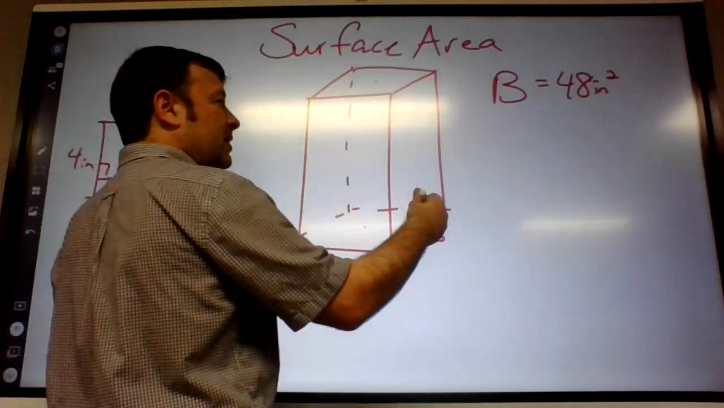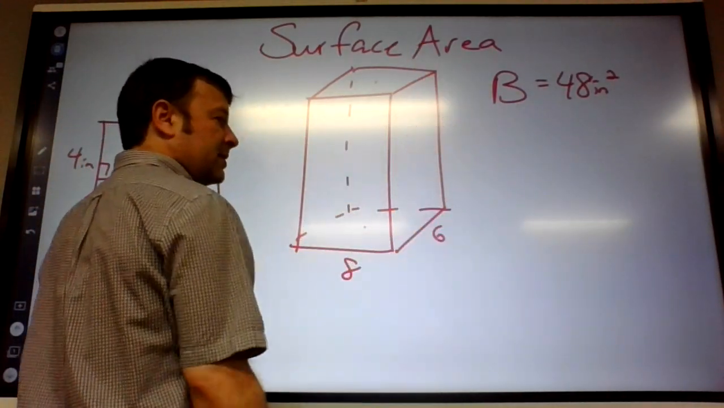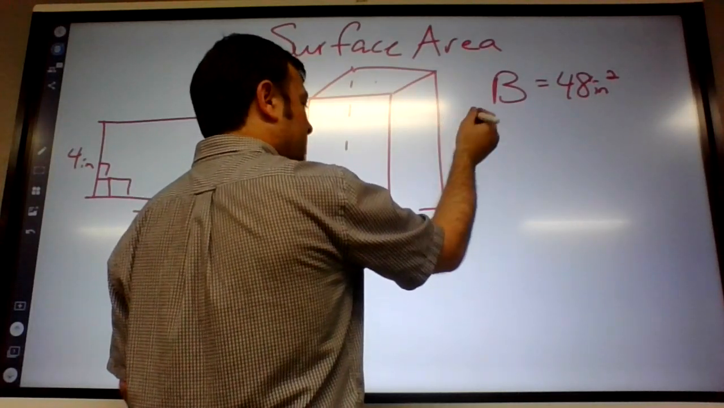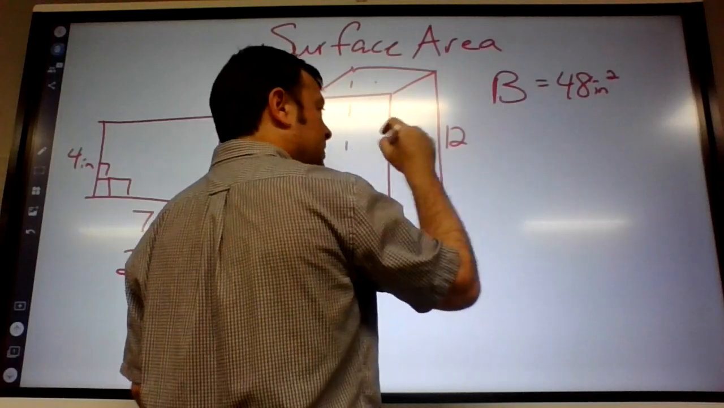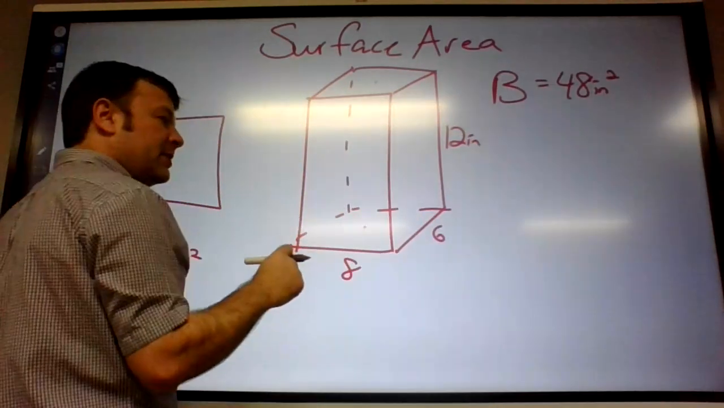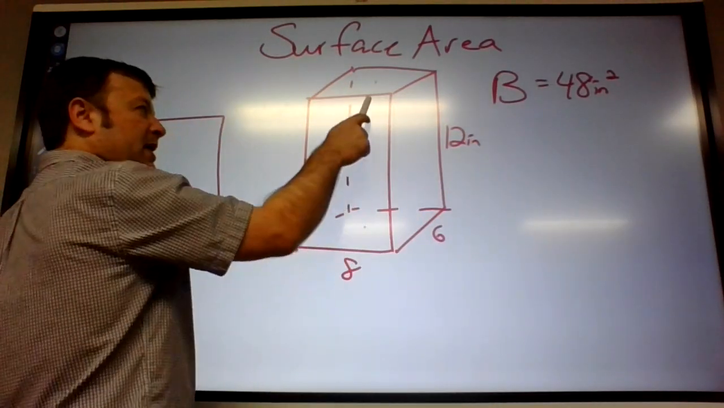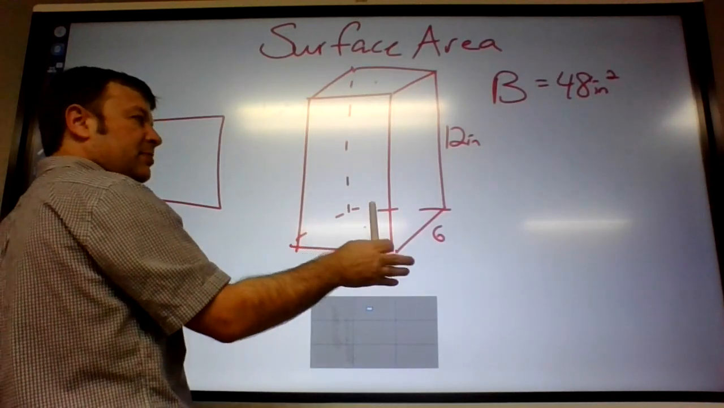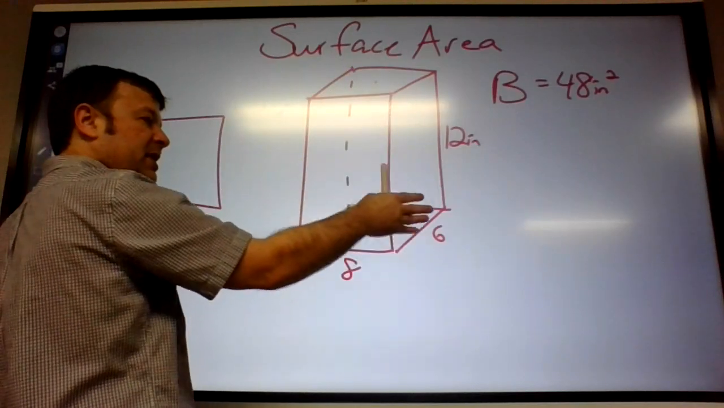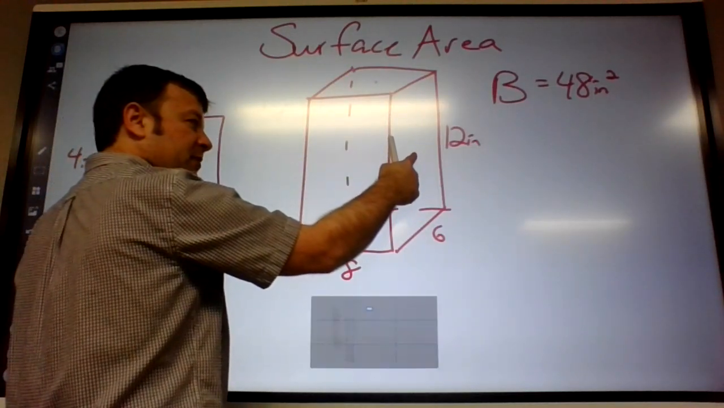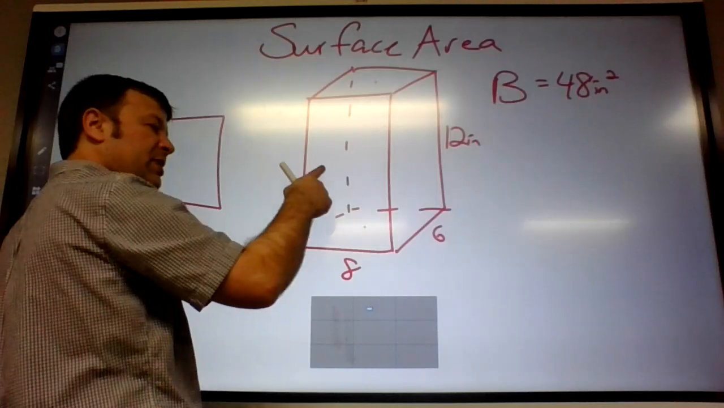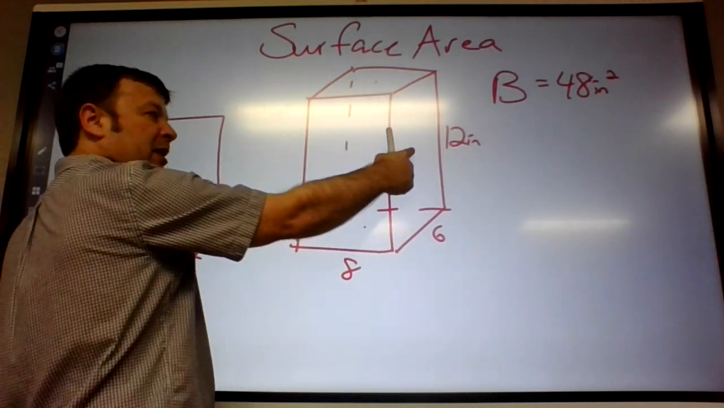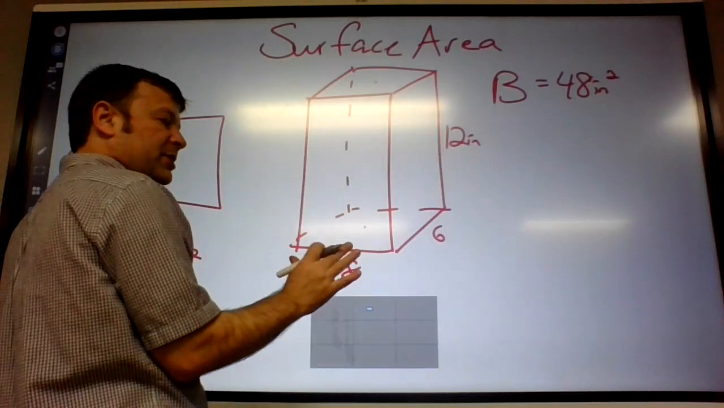Okay, let's say the height of this prism, kind of like a building, a high rise or something, is about 12. We'll say it's 12 inches. So 48 would be the area of this base, and it would be the area of this base. But what about the lateral faces, the up and down sides? You could do 12 times 6 for the right side. The left side would match that. We could do 8 times 12 for the front, and the back would match that, and we could add them all together. Here's what we're going to do instead, though.